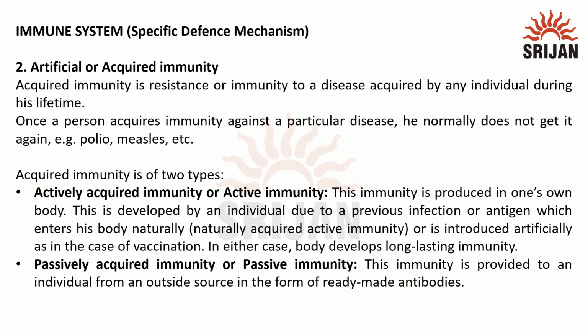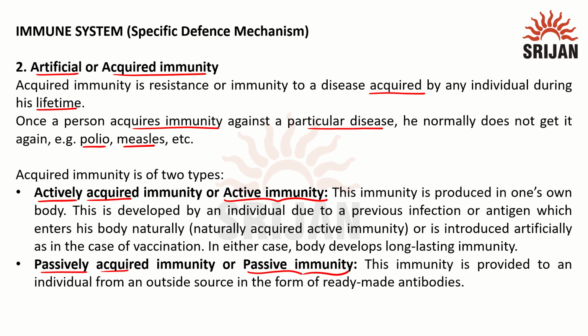The next type is known as artificial or acquired immunity. Acquired because we develop or acquire it during our lifetime. So once a person acquires immunity against a particular disease, he normally does not get it again in his lifetime. Examples are polio, measles, etc. Acquired immunity is also of two types. One is actively acquired immunity, known as active immunity, or passively acquired, that is passive immunity.